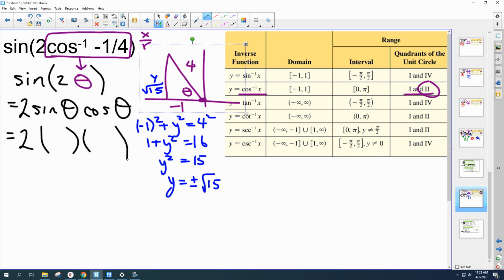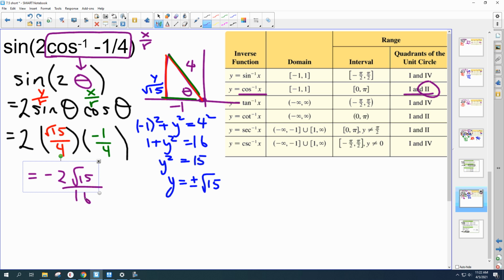So we look at our picture, and we know sine is y over r. This over this is square root of 15 over 4. And we know cosine is x over r, so that's negative 1/4. So multiply that all out, and you get negative 2 square root of 15 over 16. Looks like we can reduce the fraction. 2 goes into 16. Negative square root of 15 over 4.